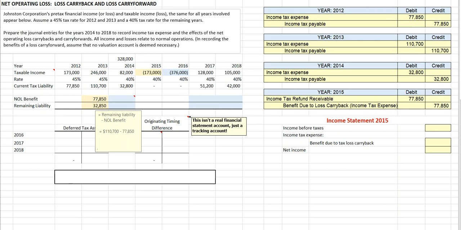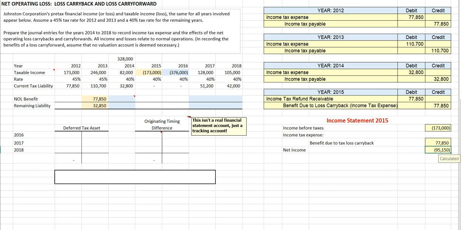We won't be able to recover that in future years because of the limitation of carrying net operating loss back only 2 years. We'll go ahead and take a look at our income statement for the year 2015. For 2015, we had income before taxes, we had a loss of $173,000. Then we have a benefit or tax savings due to our tax loss carryback of $77,850, leaving us with net income for the year of $95,150. So again, notice the net operating loss carryback saved us money in taxes.